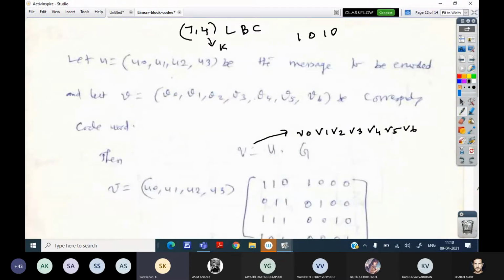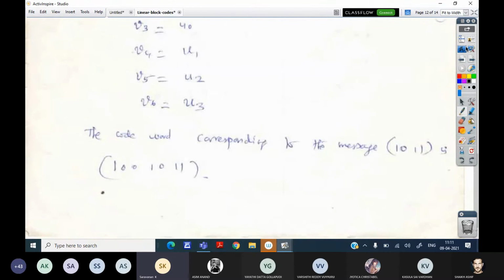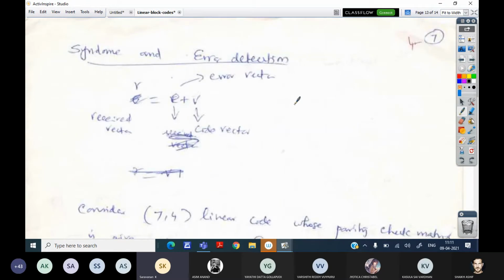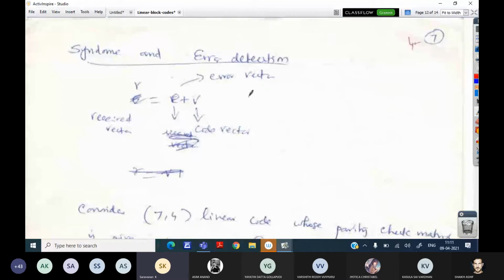Okay, so this is over. The next is syndrome calculator circuit design, syndrome and error detection. As I told earlier, when I am sending this 7-bit message, it is said to be my code vector, the code word. Sometimes if any one bit of the code vector gets changed, it means an error is introduced in the channel. When you add the error to the code vector, the result is the received vector, which we receive at the receiver side.